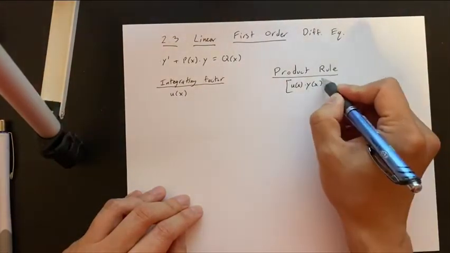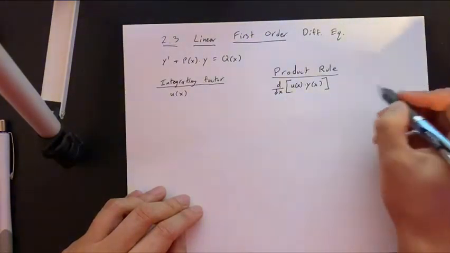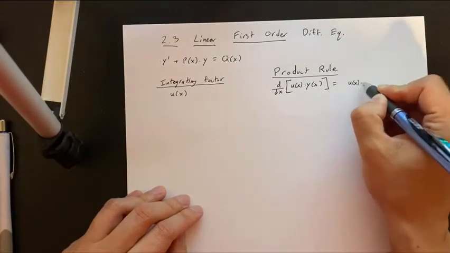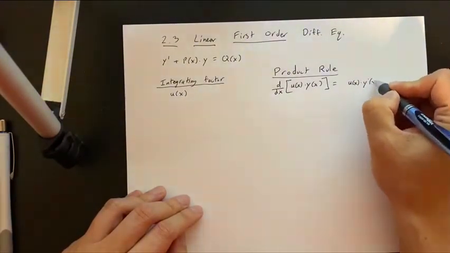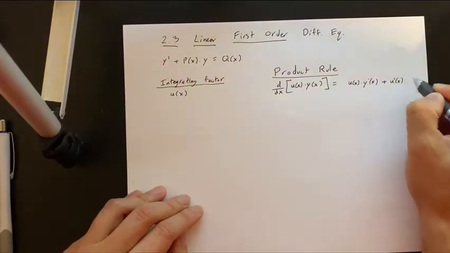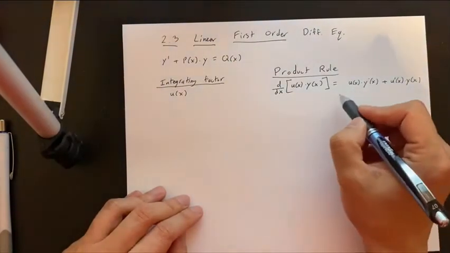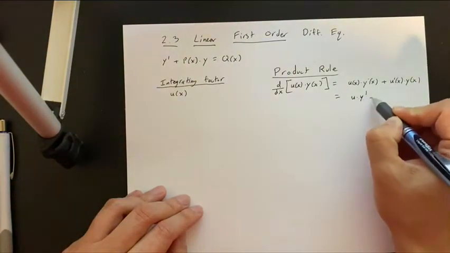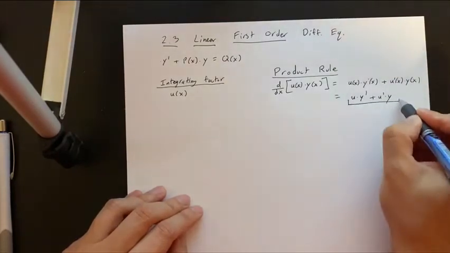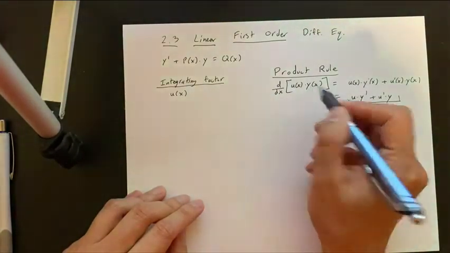And here I'm going to differentiate the product of these two functions with respect to x. Then by the product rule, you'll get u of x multiplied by y prime of x plus u prime of x multiplied by y of x. And here we're just going to write that as u times y prime plus u prime times y. Okay. So this is the result of the product rule applied to this product of u and y.